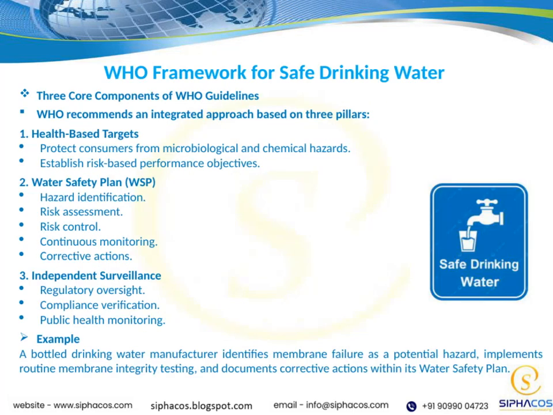The World Health Organization's approach to safe drinking water rests on three core components. First, health-based targets. These set clear goals to protect us from harmful microbes and chemicals, using risk-based standards. Next, the Water Safety Plan, which is all about identifying hazards, assessing risks, controlling them, and keeping a close eye with continuous monitoring and quick fixes when needed. Finally, independent surveillance ensures regulatory oversight, checks compliance, and tracks public health outcomes. For example, a bottled water company might spot a membrane failure risk, test regularly, and document fixes as part of their safety plan.